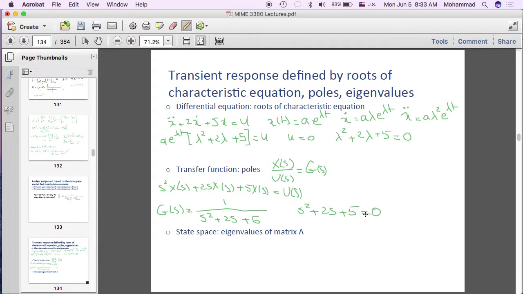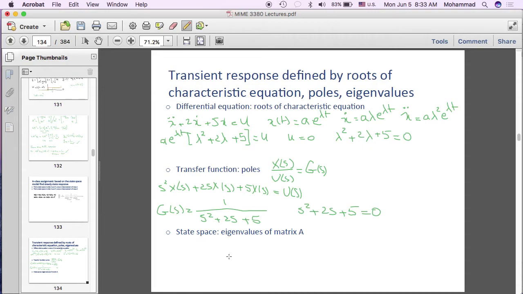So it doesn't matter which model you're looking at. You can get the exact same information no matter what model you have, so far at least, between the differential equation and the transfer function. The last thing we need to do is to look at the state space model and see what is the equivalent thing that we can pull out of it. For that, we need to form the A matrix of the state space model.